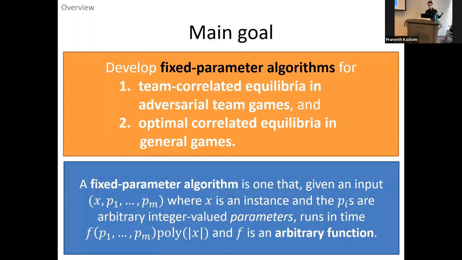For those of you who don't know, a fixed parameter algorithm is one that, given an input (x, p_1, ..., p_k) where x is an instance and the p_i's are arbitrary integer value parameters, should run in time f of the p's times polynomial in x, where f is an arbitrary function. So basically what we're doing is narrowing down what the hard part of the problem is. We're saying the hard part of this problem is entirely expressed in these p's. And if these p's are small, in particular if these p's are constant, we should get a polynomial time algorithm out. Okay, and now let's quickly discuss our two settings.